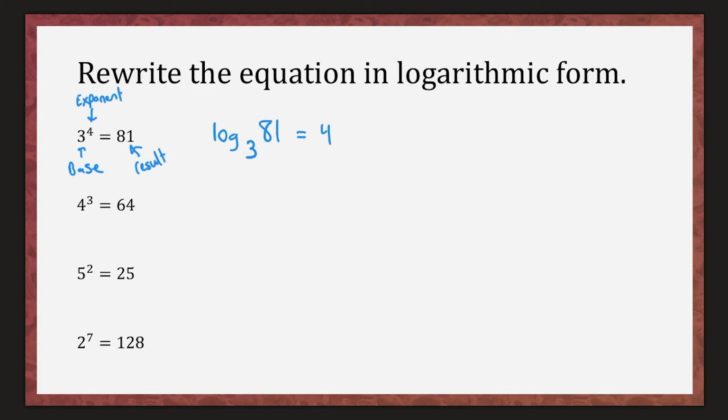All right, next we have 4 to the third equals 64. To write that as a logarithm, it's log. The base of our exponent is 4, so the base of our logarithm is 4. The result is 64, and that equals our exponent value of 3. 5 squared equals 25. That means log base 5 of 25 equals 2. And finally, log base 2 of 128 equals 7.